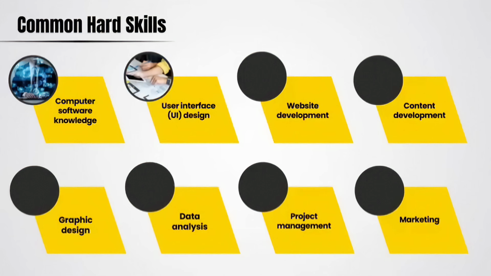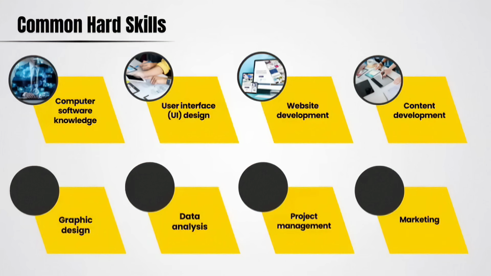Second is user interface design, or UI design. It is creating how a website or application looks and feels for the user. For example, designing a clear, easy to use layout for food delivery apps. The third hard skill is website development. Website development is building and maintaining websites using coding. Example, creating an online store where people can buy clothes.